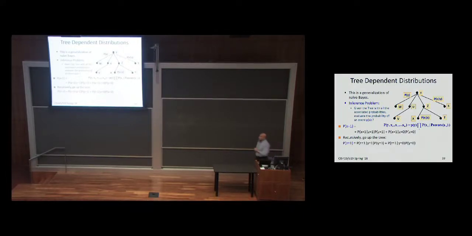P of Z, again, can be computed by marginalizing over Y. So P of Z being 1 is P of Z being 1 given Y being 1 times P of Y being 1 plus P of Z being 1 given Y equals 0 times P of Y equals 0. And I can write the same thing for P of Z being 0, and we're done. So essentially, marginalization and climbing up the tree gave me this event. Questions?